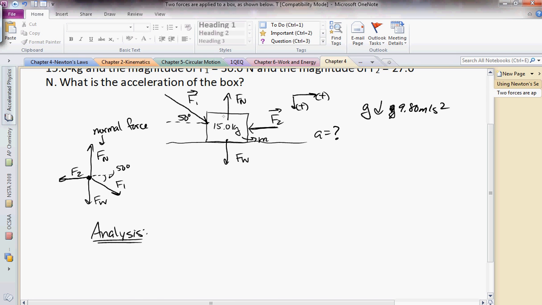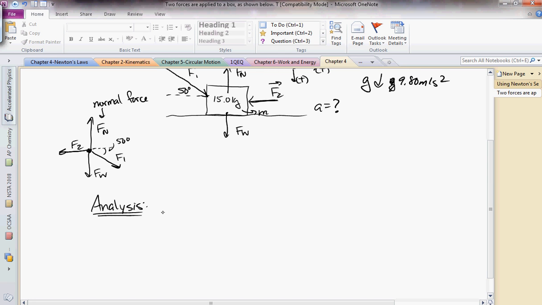But F1 has components in both directions, and if we can break it up into components, then we can add this horizontal component of F1 to F2. We can add the vertical component of F1 to Fn and Fw, and we can get the component of the net force in the horizontal direction and the component of the net force in the vertical direction by doing this. So we're going to break up F1 into components. Can't spell today. Components.